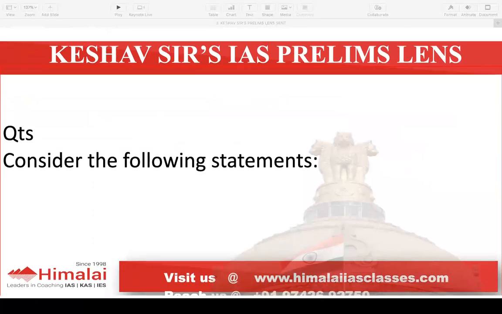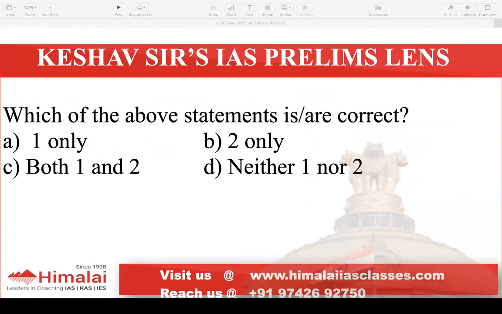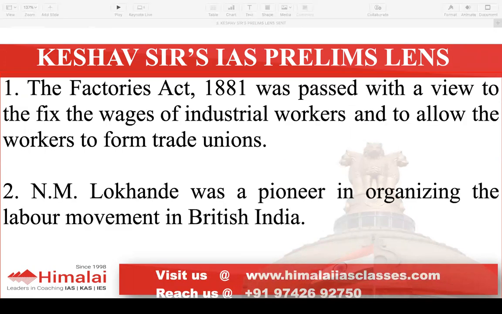Next question, consider the following statements. 1. The Factories Act of 1881 was passed with a view to fix the wages of industrial workers and to allow the workers to form trade unions. 2. N.M. Lokhande was a pioneer in organizing the labor movement in British India. Which of the above statements is correct? A. 1 only, B. 2 only, C. both 1 and 2, D. neither 1 nor 2.